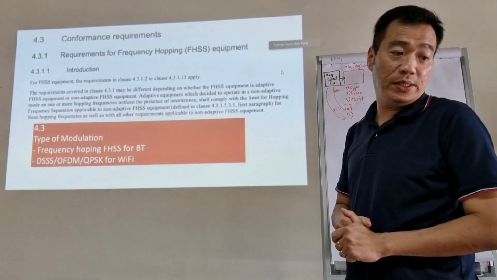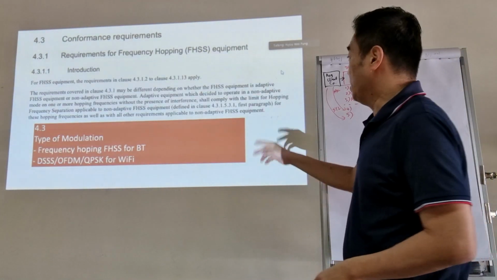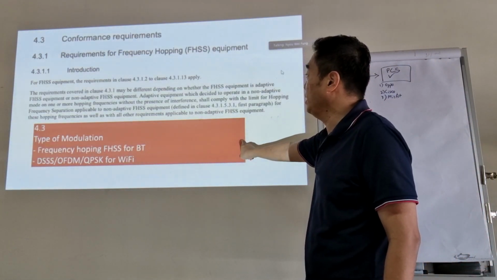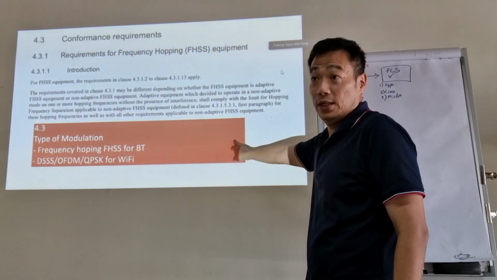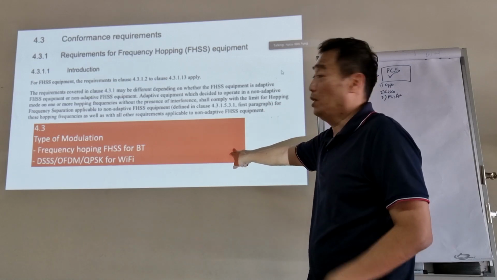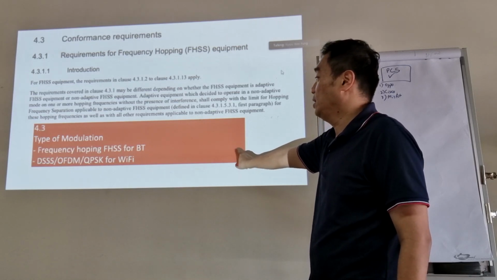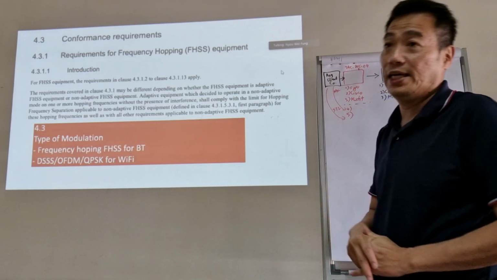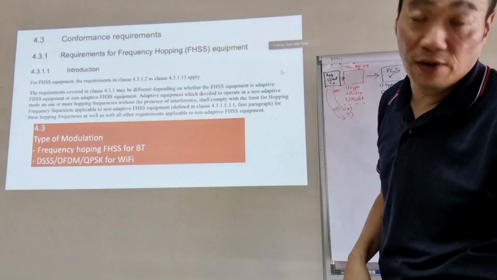And in terms of conformance, the requirement for FHSS equipment, what is the main difference in terms of this type of modulation under 4.3? I will not go into the differences, as I believe that is covered during your awareness session. But here FHSS is more for Bluetooth. The Wi-Fi type is DSSS, OFDM, QPSK. So they will just declare which one they are using, because there are different types of tests. Right?